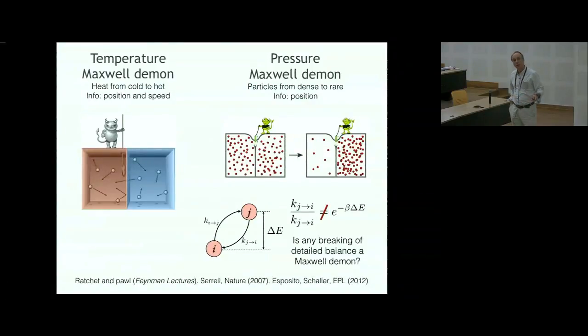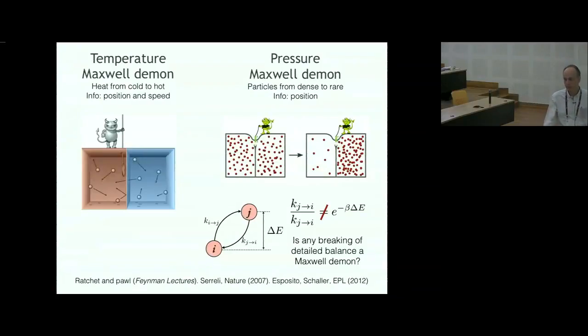This is just a condition that you have when you have a physical system with some energy here and some energy here. The probability to go from I to J divided by the probability to go from J to I, you have to switch this one, the ratio of the two probabilities is the exponential of minus beta delta A. So this is another view of a Maxwell daemon.